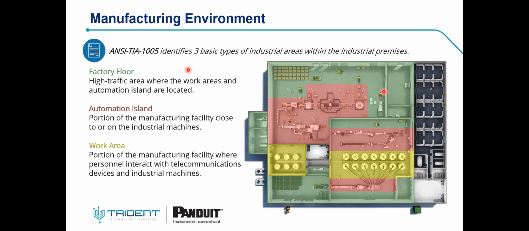The second area is called the automation island. Automation island is the space within the manufacturing facility which is close to or on the industrial machine. It is the harshest area in the industrial premises. Humans are generally not present in this area during machine operations. It is not allowed for humans to be inside this area.